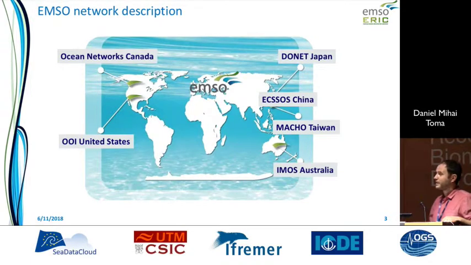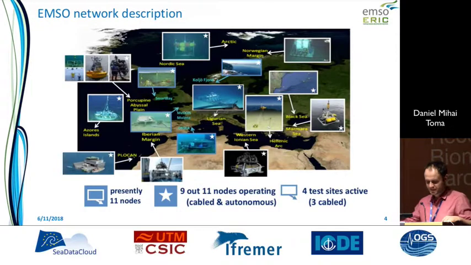Okay, so EMSO is an ERIC infrastructure. It is a network of marine, multidisciplinary seafloor and water column observatories around Europe. The level of this is similar to OOI in the United States or IMOS in Australia. It is composed presently of 11 nodes and four test sites, which are cabled and autonomous observatories. Here you can see around Europe, there are diverse observatories placed in key locations in order to make this network.